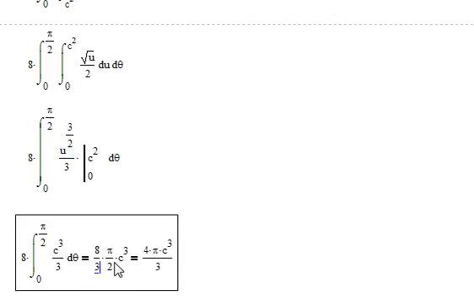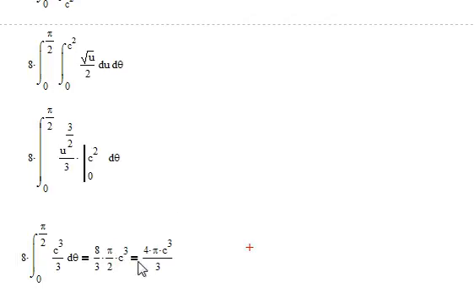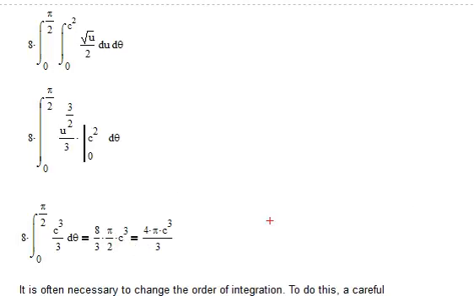So we got 8/3 times pi over 2. When we integrate this with respect to theta, the c cubed over 3 is a constant. So we get theta going from 0 to pi over 2, and when you put in 0, you get 0, so we wind up with 8/3 times pi over 2 times c cubed, which is 4/3 pi r cubed, just like we'd expect.